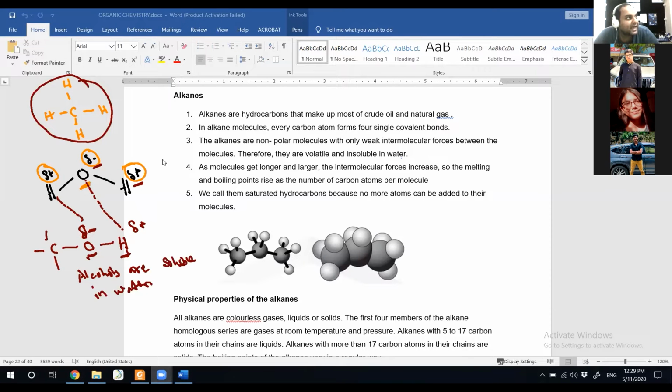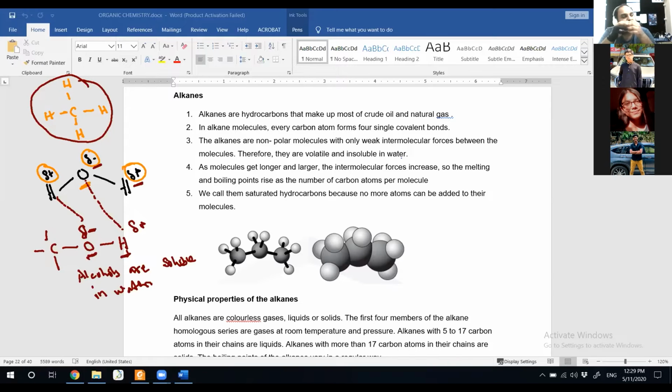Also, do alkanes have oxygen? No, sir. So since alkanes do not have oxygen, will alkanes be soluble? No, alkanes will not be soluble. Alcohols, do they have oxygen or not? Yes, sir. So since alcohol has oxygen, it will be soluble in water.